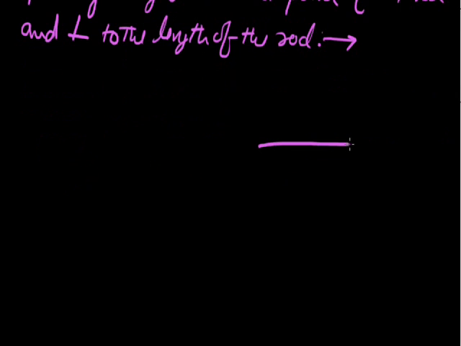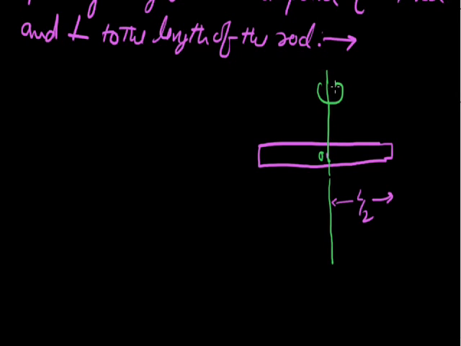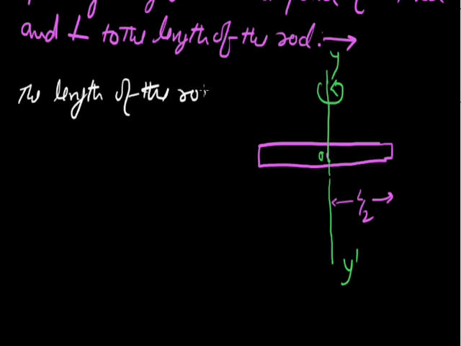This one is the rod. So the total length is L. At the midpoint it is L by 2. This one is the axis, which is passing through the center of the rod. It is rotating about this axis y and y dash. The length of the rod is capital L, and its mass is capital M.